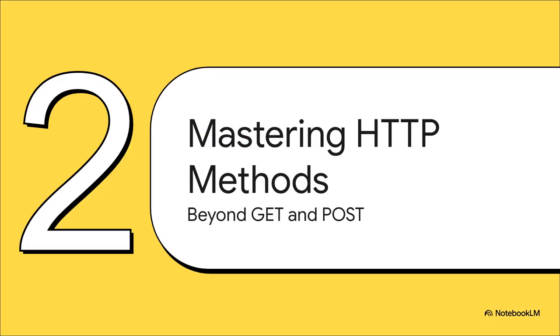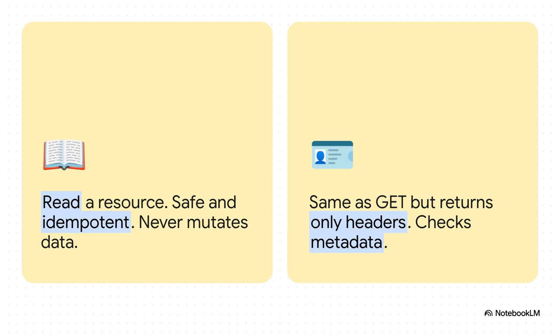Moving on to Section 2, Mastering HTTP Methods. This is a really massive focus for us today. I want to thoroughly explain the proper usage of HTTP methods like GET, POST, and PUT, because they act as the primary actions for our resources. Let's start with GET. A GET request is just used to read a resource. It's what we call safe and idempotent. All that really means is it has zero side effects. You should absolutely under no circumstances ever use a GET request to mutate or change data in your database.